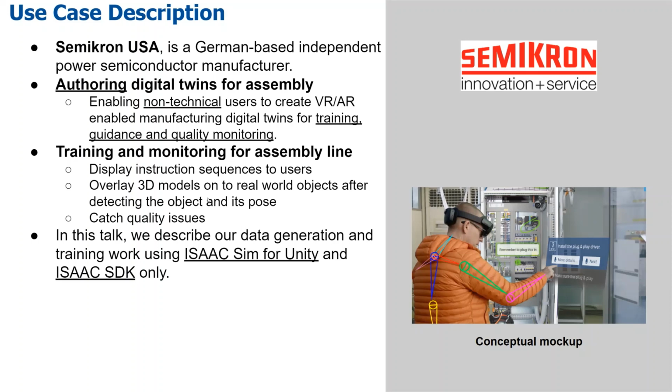When such a solution is deployed on the assembly line, the digital twins can display instructions to the workers, overlay 3D models onto real-world objects, and catch quality issues. All of the work that we present today was done using Isaac Sim for Unity and Isaac SDK.